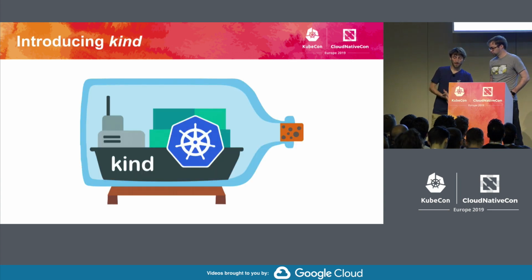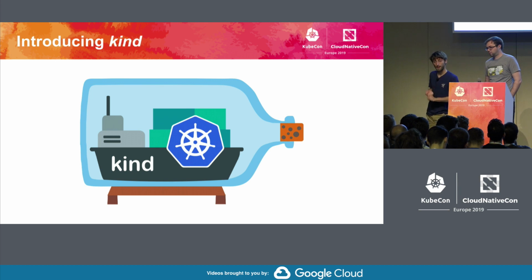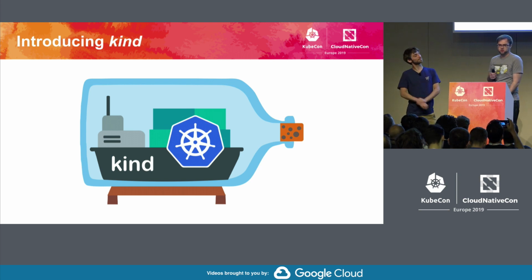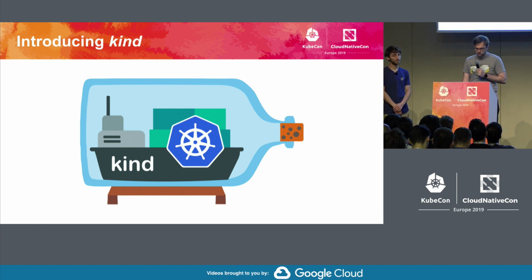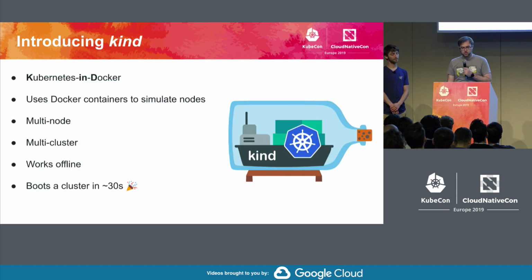So that leads us on to kind. We've been talking a lot about how difficult it is to get these clusters. Ben, I think you've got something to say. So hopefully James has convinced you that end-to-end tests are definitely something you should be thinking about. And if you're thinking about end-to-end tests, you should think about kind. Kind is Kubernetes in Docker. So we run Docker containers to simulate nodes. It does multi-node, multi-cluster, and works offline if you pull the node image first.